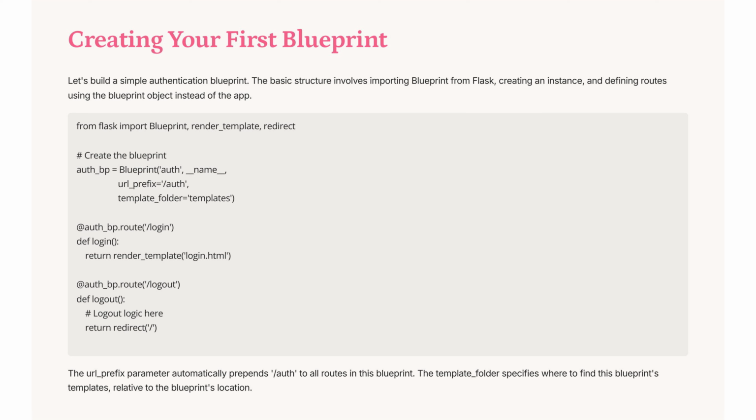To create a simple authentication blueprint, import Blueprint from Flask, then instantiate it with parameters like URL prefix and template folder. Define routes using the Blueprint object, such as login and logout. The URL prefix automatically adds auth to all routes, and template folder specifies the location of templates.